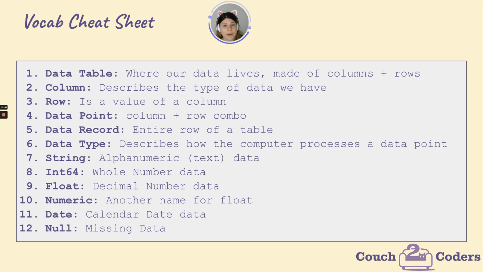In comparison, a data record is the entire row of a table, and it gives us context to what the data is. We have data types, and that lets BigQuery know how to handle and process the data. Within these types, we have string, which is text, int 64, which is a whole number, float is a decimal, numeric, another name for float, date has a time component, and null, which is missing data.